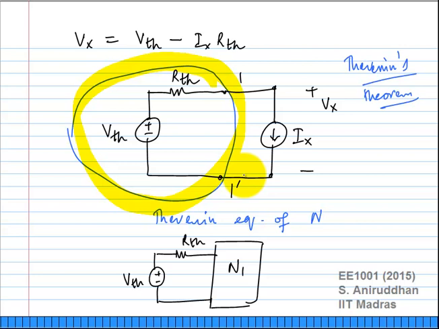Now the next step, if you want to see what the behavior of N1 is when you connect N to this, all you have to do is excite N1 with just a series combination of VTH and RTH. The state of voltages and currents inside N1 will also not change, because the same voltage Vx and current Ix have been created across these two terminals, 1 and 1 prime. Is that clear? Very good.